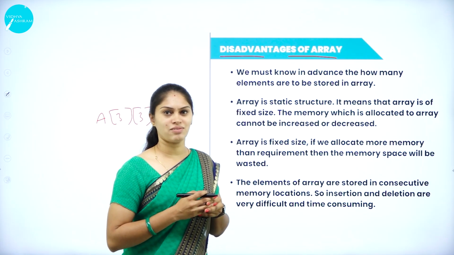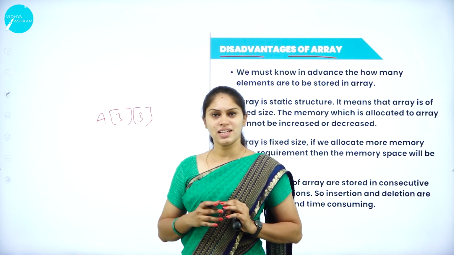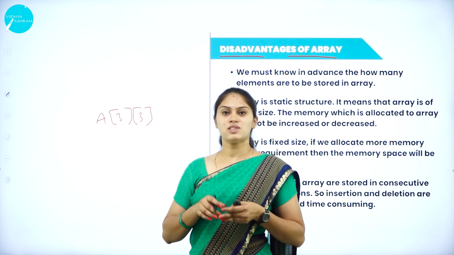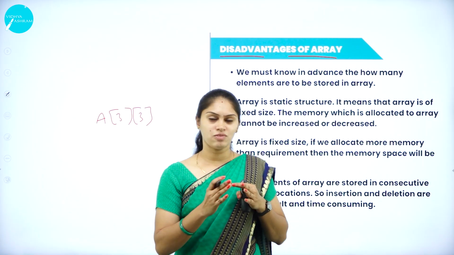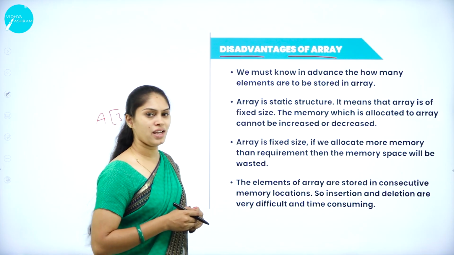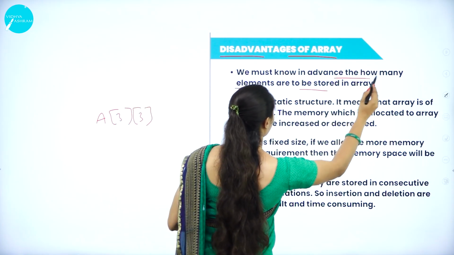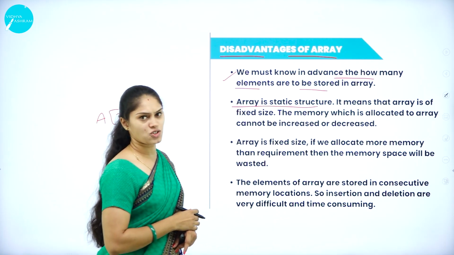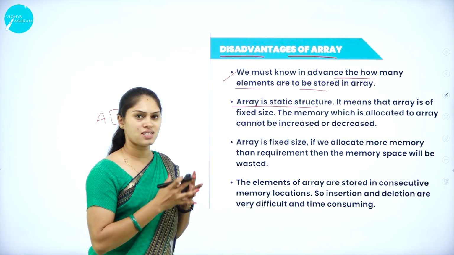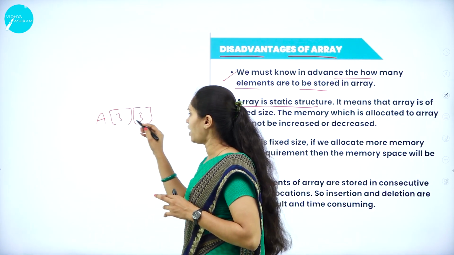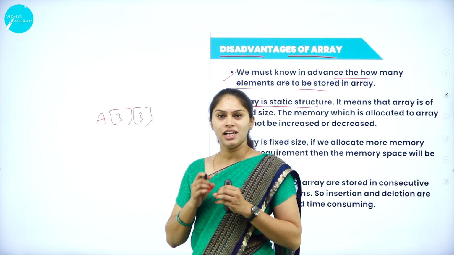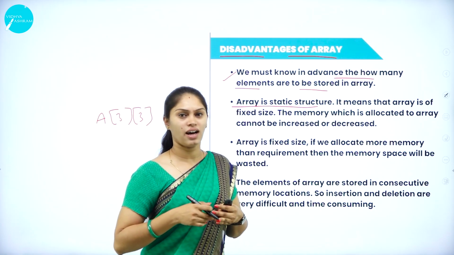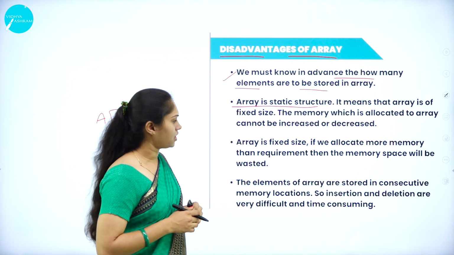That is one of the disadvantages. As of now, I require only 3 cross 3, but what if my requirement changes? At that time, I have to start from scratch. That is the first disadvantage. As I told, array is a static structure, which means it is a fixed type. If I specify A of 3 cross 3, then it will be fixed. I cannot change it in between. If I want to change, I have to start again. That is what is meant by static structure.